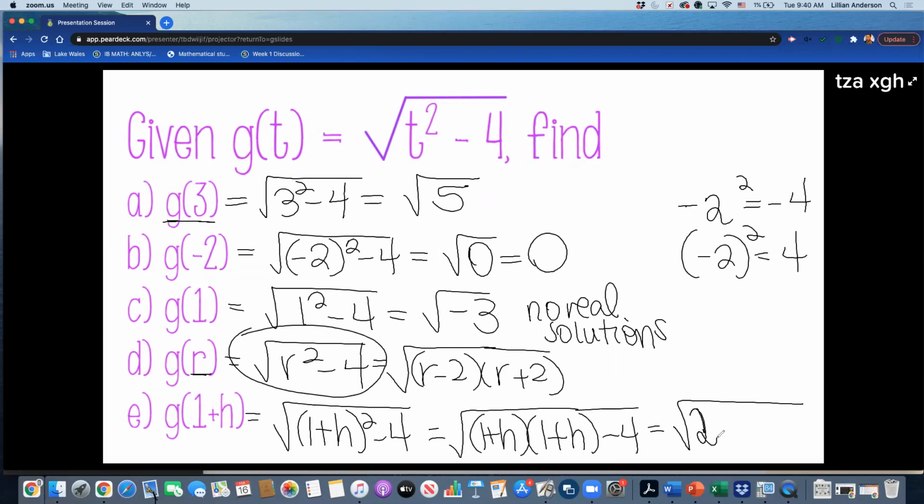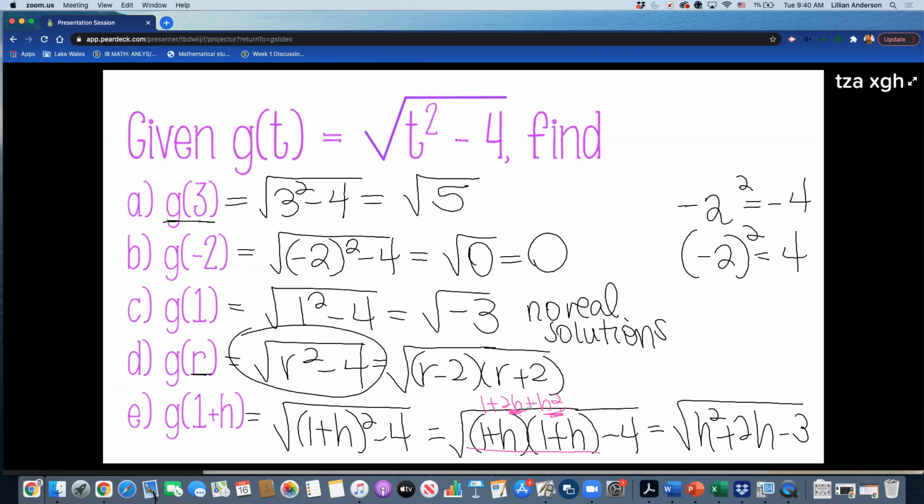2h squared? H squared plus 2h minus 3. Remember, when we FOILed this, we end up getting 1 plus 2h plus h squared. That's what these two will FOIL out to be. And we won't be able to combine them, because this one's the h squared and this one's the h, so they're not alike, and we have to keep them separate.